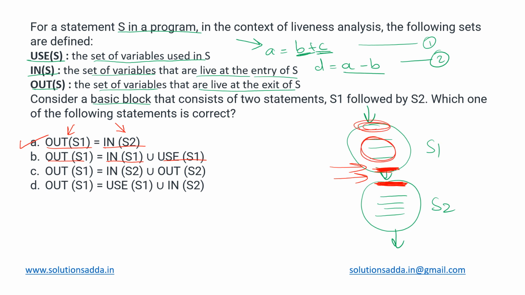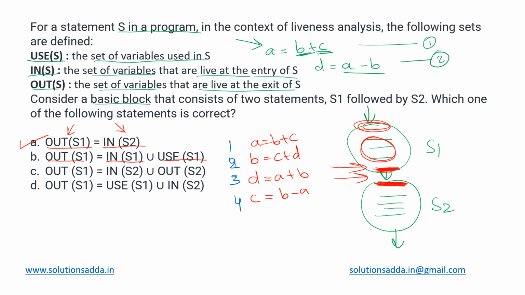Now this is not necessarily true. Let us consider a set of statements like A equal to B plus C, followed by B equal to C plus D, and then we can have something like D equal to A plus B, and finally let's have C equal to B minus A. Now in this we can see that these are the four statements.